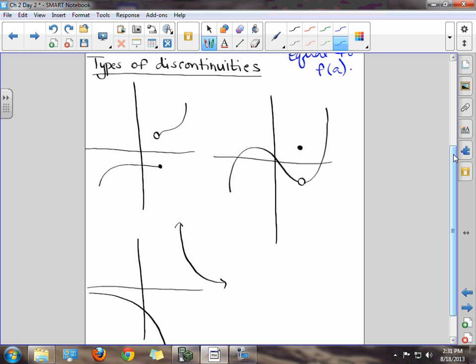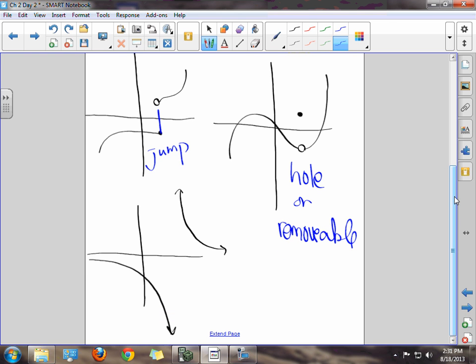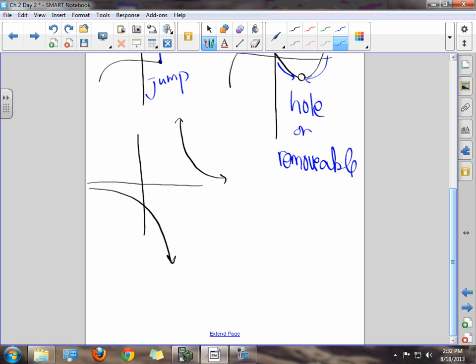So let's talk about how it's not continuous at a point, just discontinuities. So here we have what's called a jump discontinuity because you're jumping from one value to another. This is called a hole or a removable discontinuity. The limit exists, right? Because if we come from the left and we come from the right, we're approaching the same value, but it is not continuous.